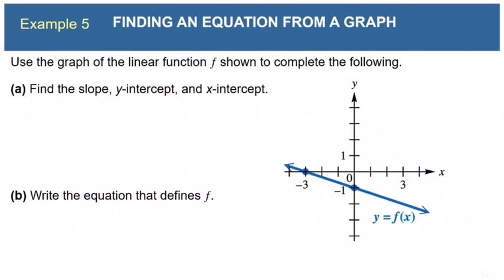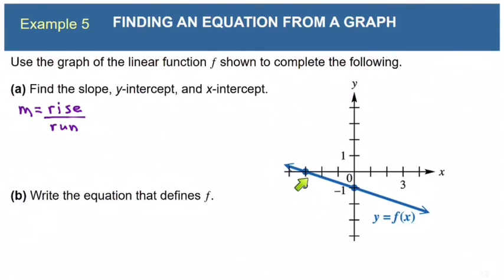Now in example 5, we're considering the same type of question, but we're coming at it from the opposite direction. In the past, we have had an equation and we've been asked to graph it. This time we have the graph and we're going to be asked to write the equation. But first they're going to ask us to find the slope and the y-intercept and the x-intercept by looking at the graph. So first let's remember that slope is rise over run, and let's use these 2 points that are given to us to calculate rise over run.